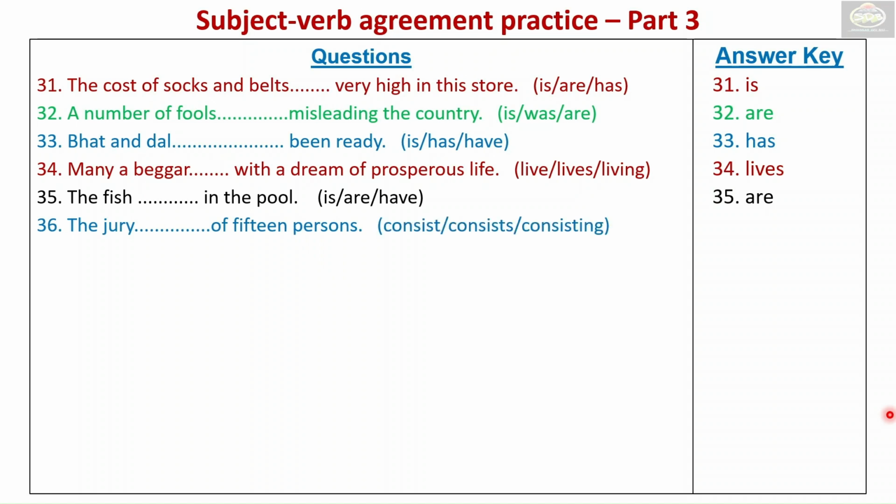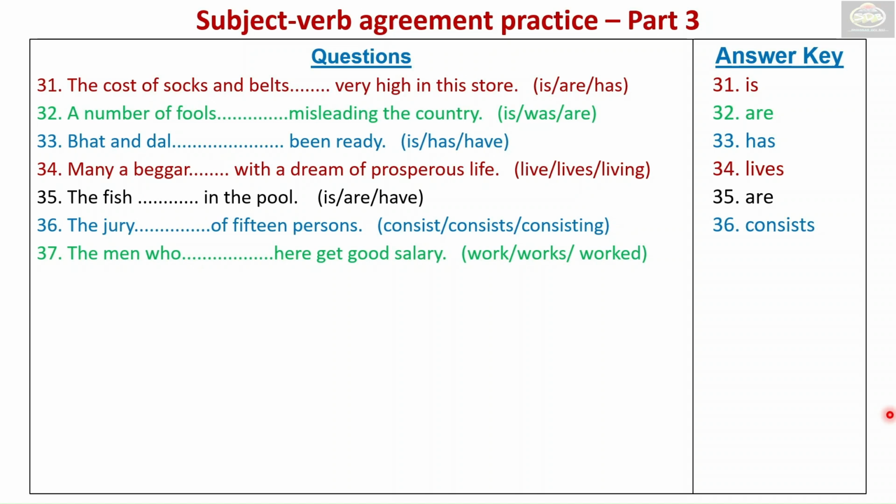The jury, collective noun as a whole, indivisible unit. The jury consists, B5. The man who works here gets a good salary. The men, plural, and we have to use B1 here. The men who work here get a good salary. B2 can also be used, but if there are no time-indicating words, it is better to use simple present.